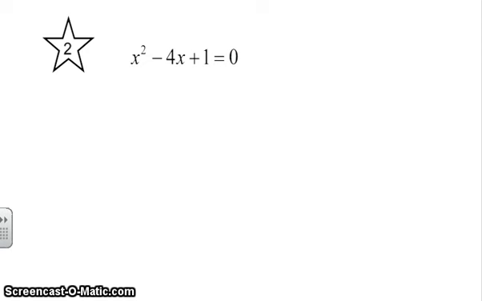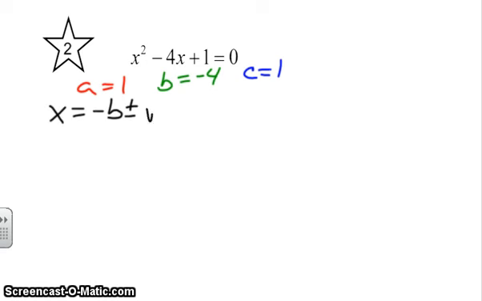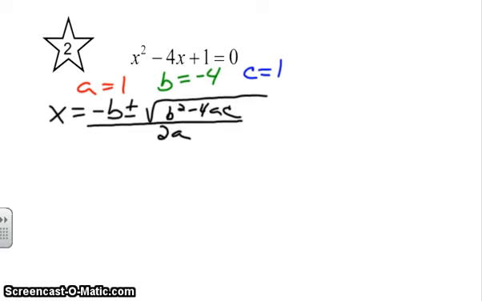So what's the value of A? 1. This problem is already in standard form because it's set equal to 0. So I don't have to set it equal to 0 first. What's B? -4. What's C? 1. All right, I'm going to write the formula because I have it memorized. X equals negative B plus or minus square root B squared minus 4AC all over 2A.